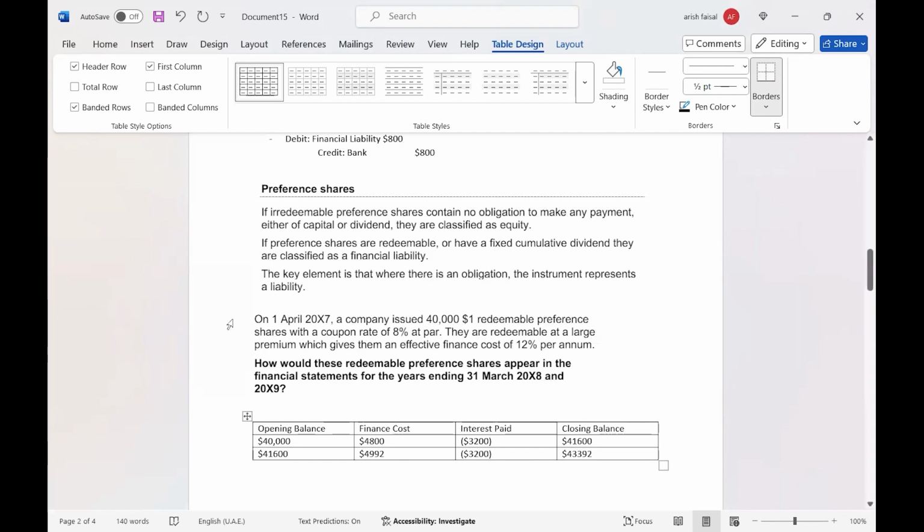So as far as the exam question or an MCQ is concerned, they might just ask you what will be the finance cost charge in the second year, or what will be the closing balance by the end of the second year or third year, something like that.